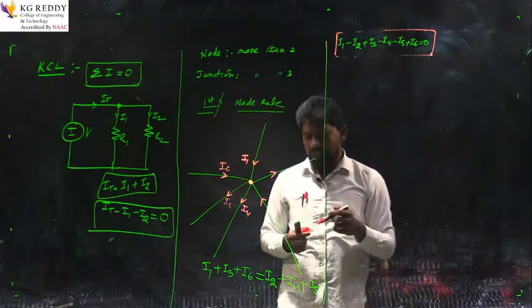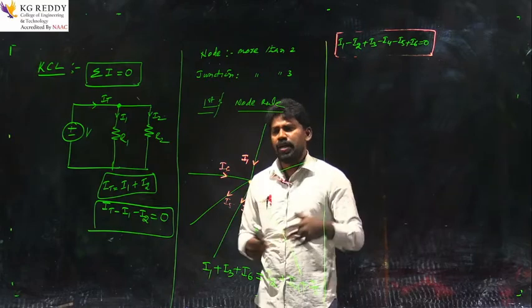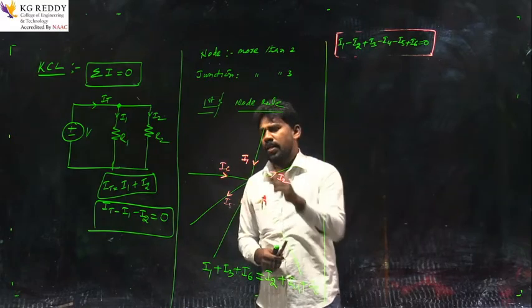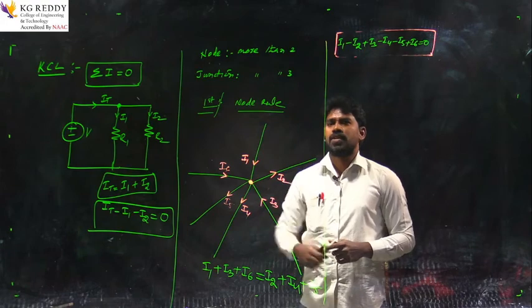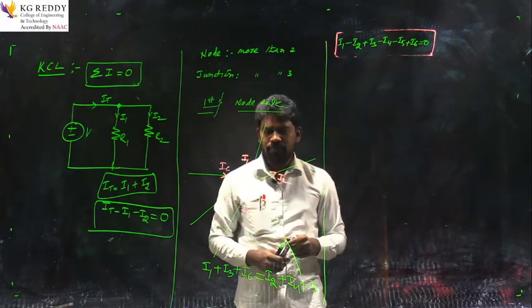Is it clear how we can find the currents, and how we can write the equation of current for a given figure or given network? Is it clear, or any doubts?